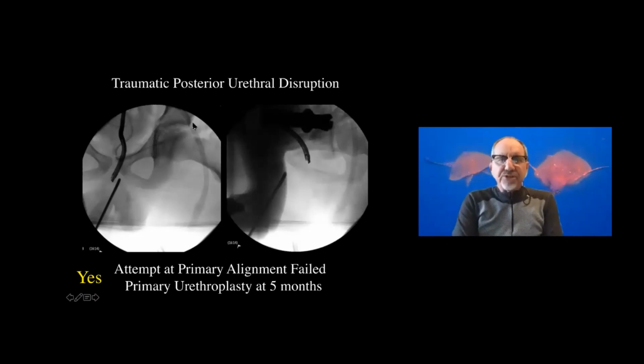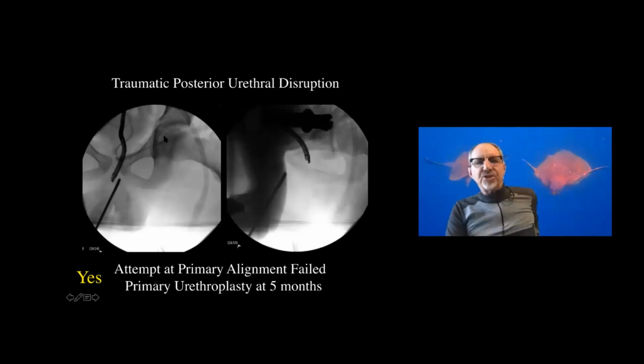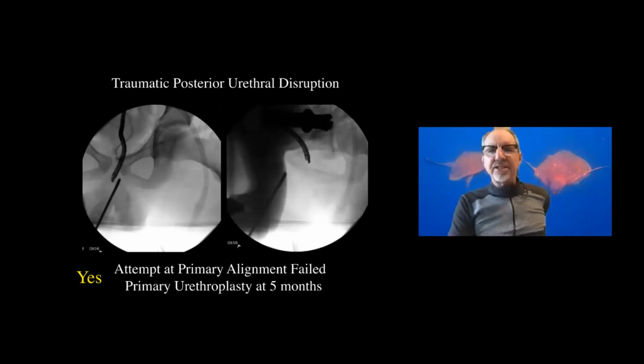Traumatic posterior urethral disruptions, I think that if there are no associated severe injuries, we do try primary alignment. Oftentimes there's a cracked pelvis, hematomas, bleeding, and if that's the scenario and we can't take any time in the OR, then we just deal with a suprapubic tube.